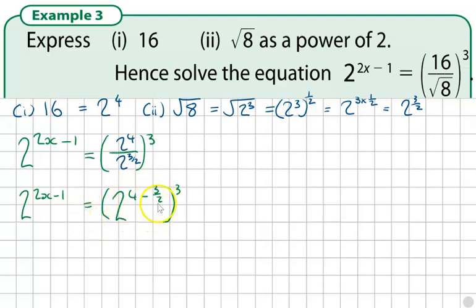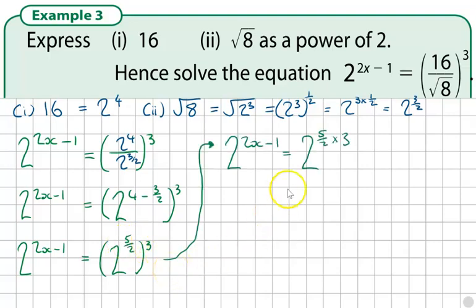2 to the power of 4 minus 3 over 2, I need to subtract the powers. So I get 2 to the power of 5 over 2, because 4 minus 3 over 2 is 5 over 2. So I still have the brackets around it, and I bring down the power of 3, and the left-hand side stays the same as well. So I need to keep tidying the right-hand side as much as I can. So now I'm raising a power to a higher power, so I multiply the powers. So it's going to be 5 over 2 multiplied by 3, and 5 over 2 multiplied by 3 is 15 over 2. So the left-hand side has just stayed the same.